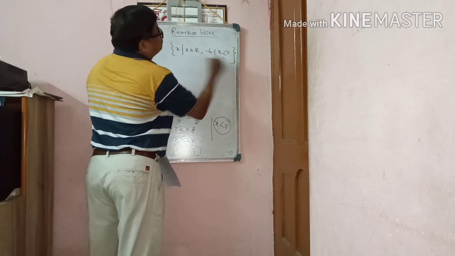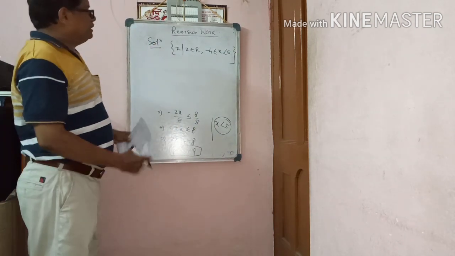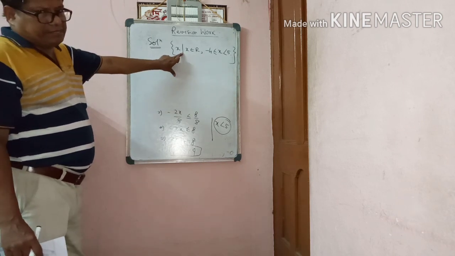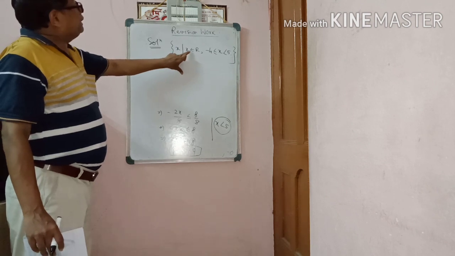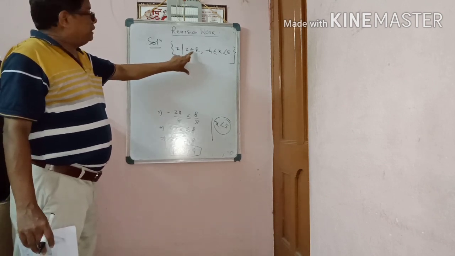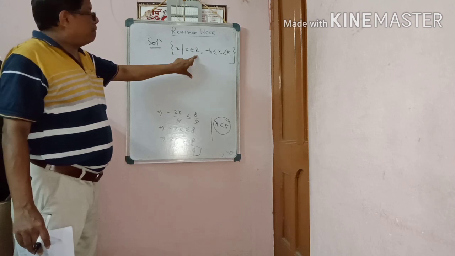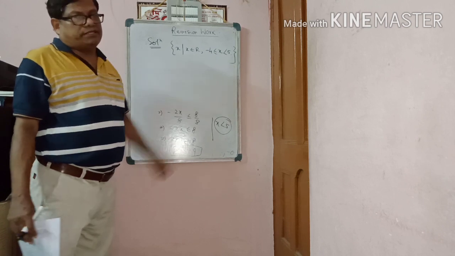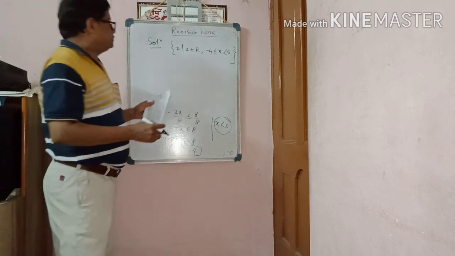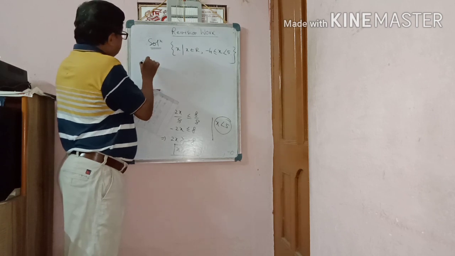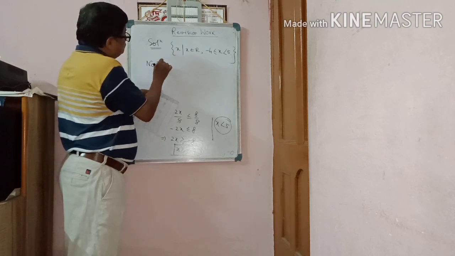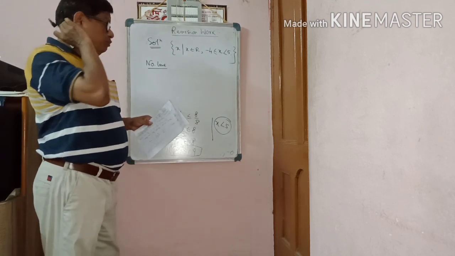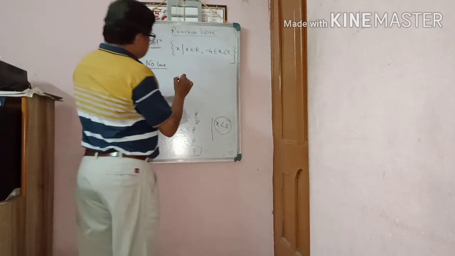Give a bracket, second bracket. This is the solution set: x such that x belongs to R, minus 4 less than or equal to x less than 5. Now the number line. Write this solution on the number line. Do it with the help of a scale, not freehand.